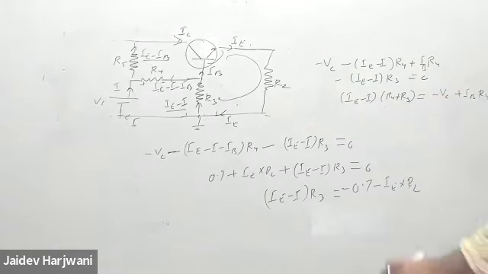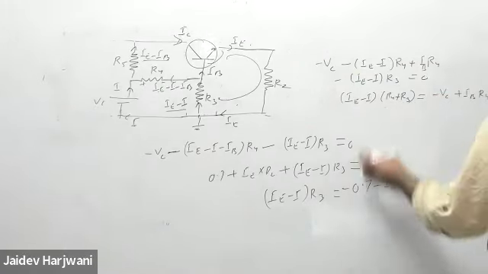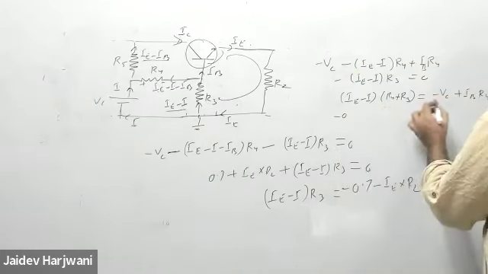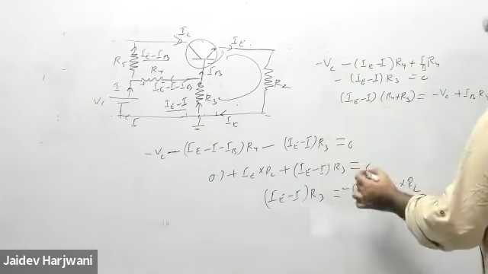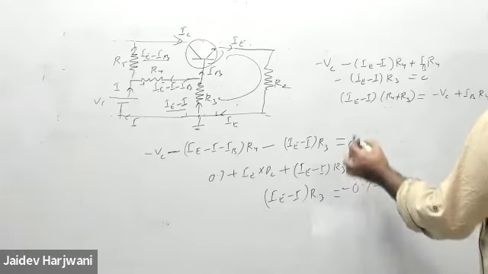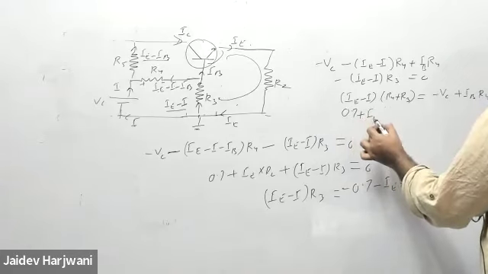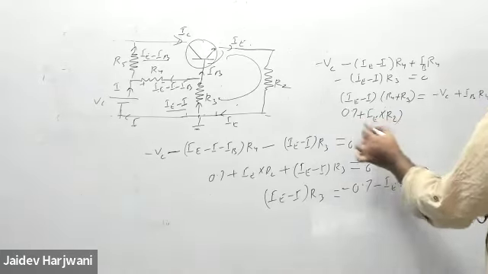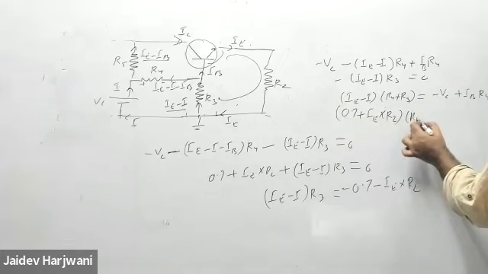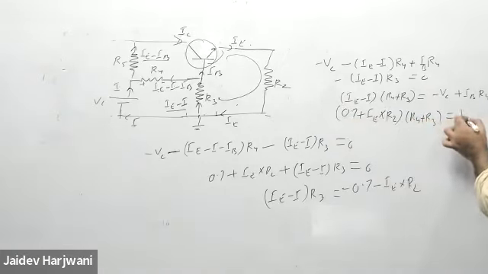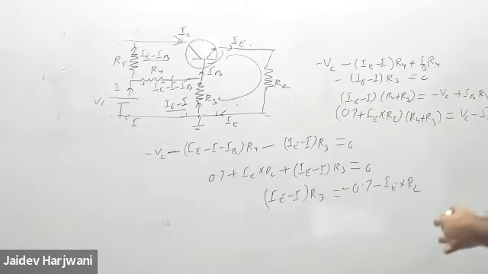And the value of IE minus I you can bring from here. So this becomes minus 0.7, minus becomes plus. So you can write here 0.7 plus IE into R2, R4 plus R3. This minus I'm taking here. This becomes VC minus IB R4.